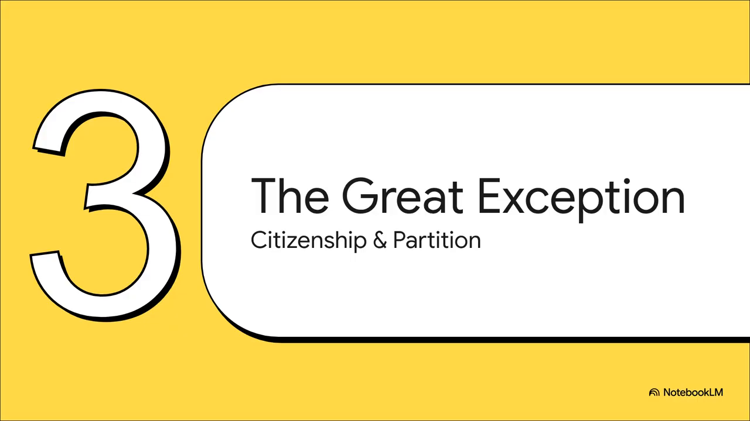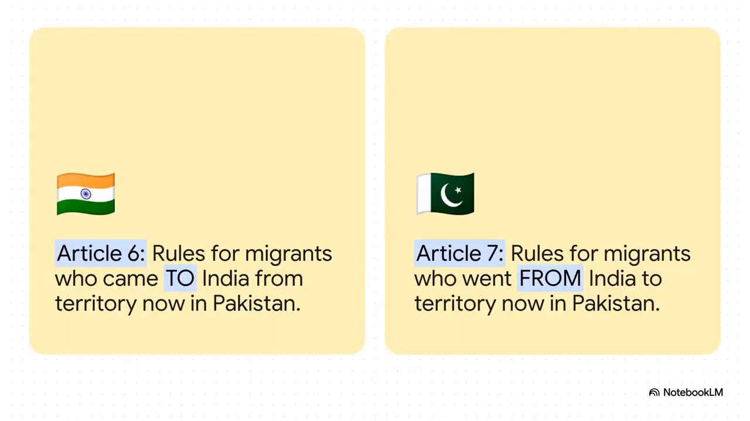Yeah, history demanded exceptions. The partition of India in 1947 created one of the largest mass migrations in all of human history. We're talking millions of people crossing newly created borders. That simple rule of domicile, it just wasn't going to be enough to handle a situation this massive and this unprecedented. So the Constitution needed a special set of rules. It created two key articles to manage this two-way flow of people. You have Article 6, which deals with people who move from Pakistan to India, and then you have Article 7, which addresses those who went the other way, from India to Pakistan.